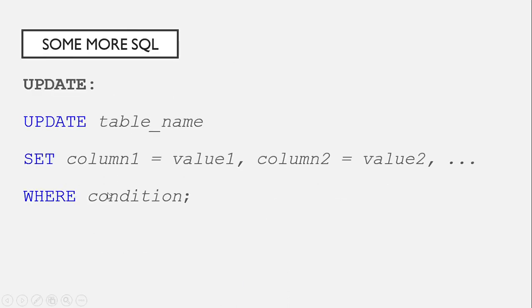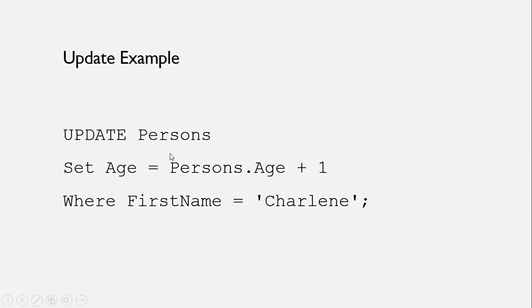Update. Sometimes I want to change or update some information which is already in the table, so I need to use the update. Update table name, set column 1 equals value 1, column 2 equals value 2, where condition. Again, the where condition is the same as previous. Example: update persons set age equals age plus 1, where first name equals Charlene. That means for all the rows with first name equals Charlene, the age should be increased by 1.